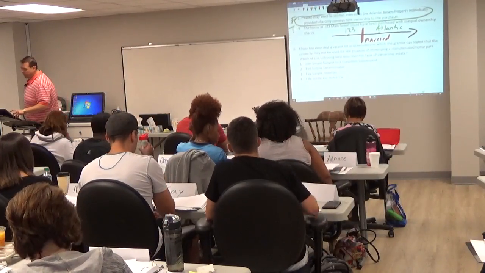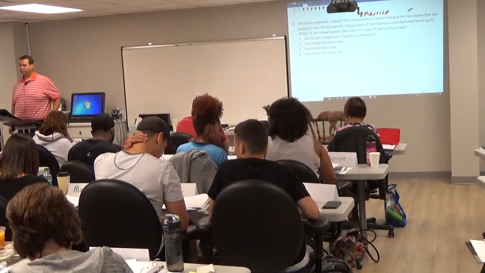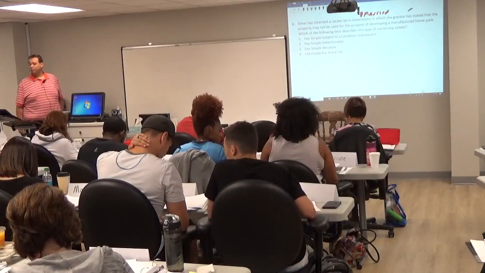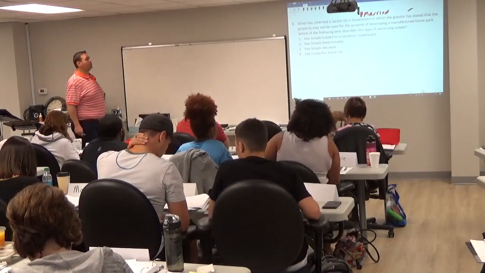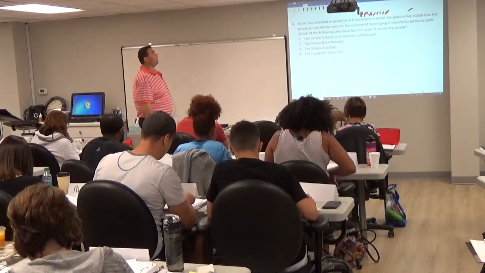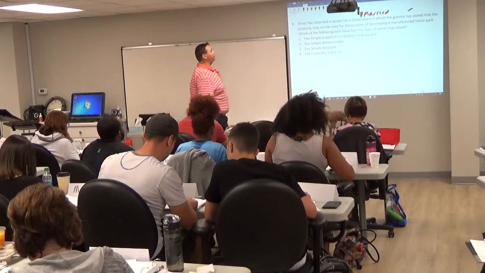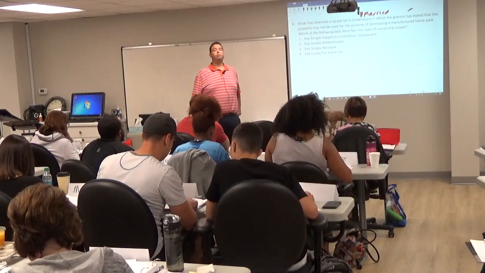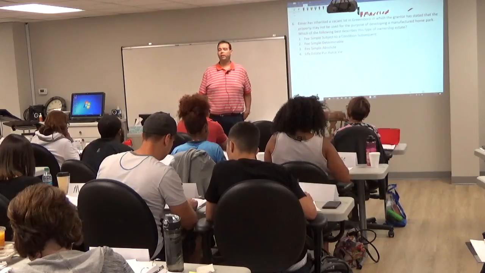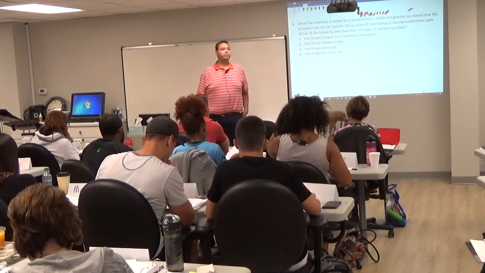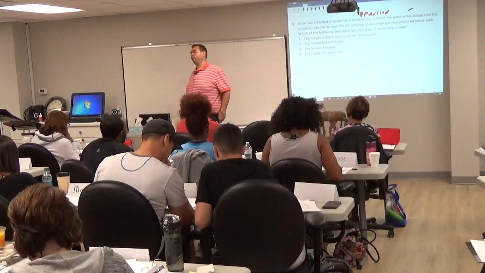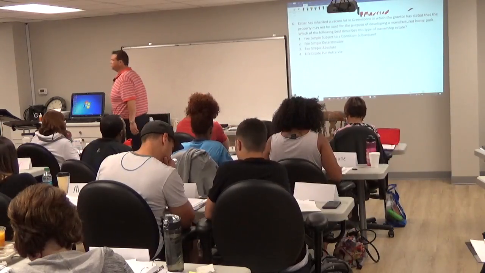All right, number 6. Elmer has inherited a vacant lot in Greensboro in which the grantor has stated the property may not be used for the purpose of developing a manufactured home park. Which of the following best describes this type of ownership? Is the grantor limiting something here? Yes. What are they limiting? Use. Are they saying what we can do or what we cannot do? What we cannot do, so which one is this?